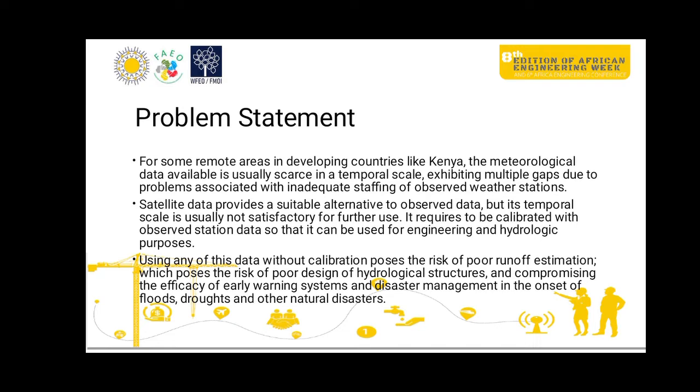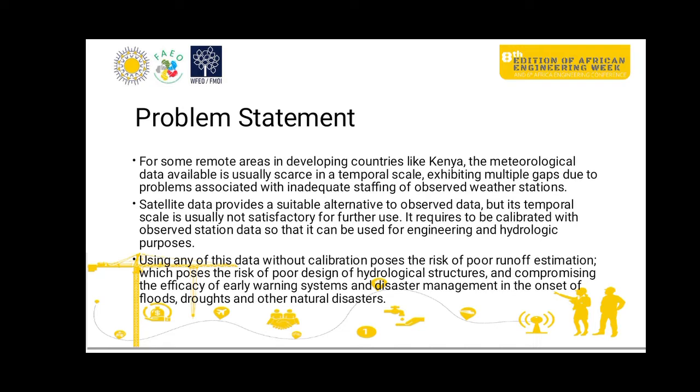On the other hand, we can solve this problem by using satellite data. However, satellite data is not satisfactory in a spatial scale, and that is not satisfactory for further use. It requires to be calibrated with observed station data so that it can be used for engineering and hydrologic purposes. So what this means, we have some satellites at scales of 100 times 100 kilometers, 200 times 200, and when you require the data to be accurate, you'll find that there are issues with that.